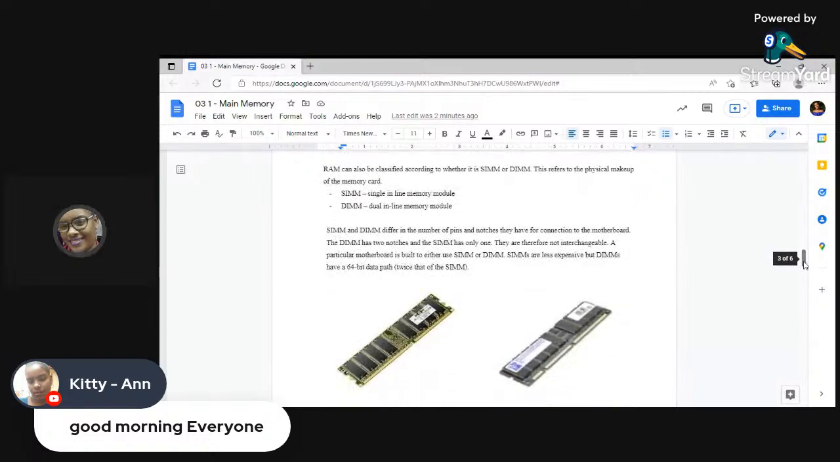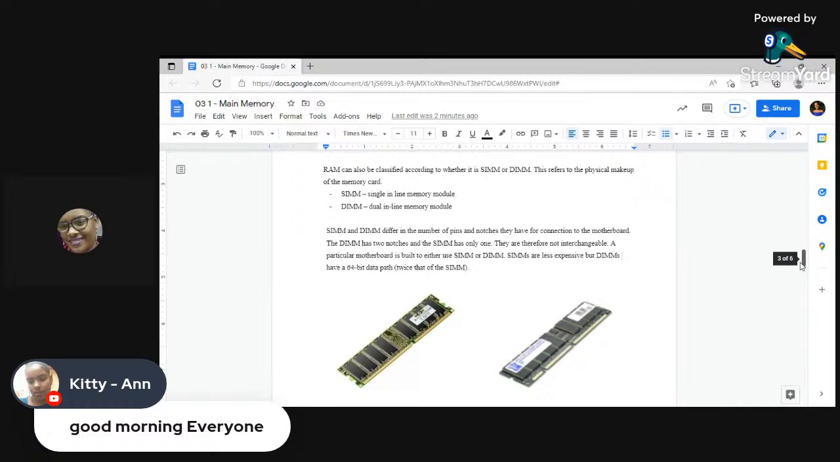All right. How are your RAM chips classified? So we have SIMM and we have DIMM. Before, we had SRAM and DRAM. Now we have SIMM and DIMM. So SIMM stands for single inline memory module and DIMM stands for dual inline memory module.